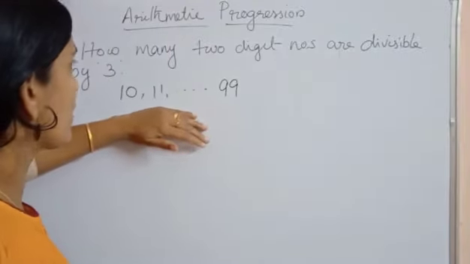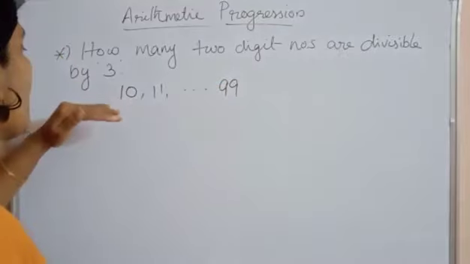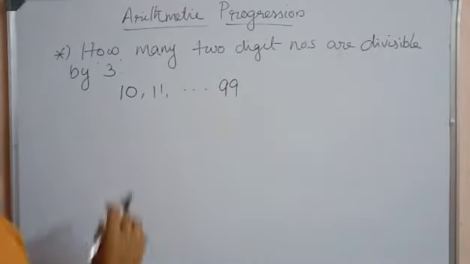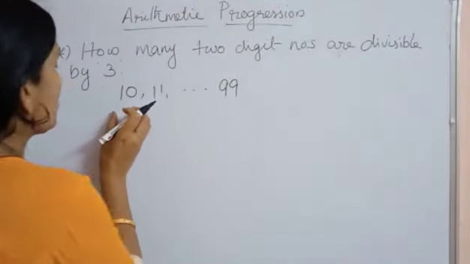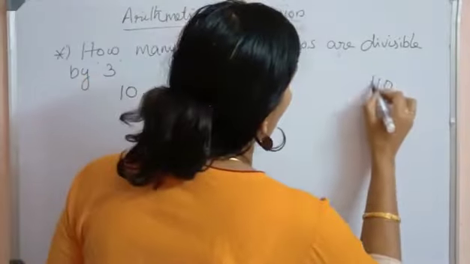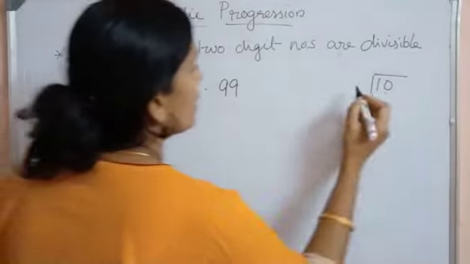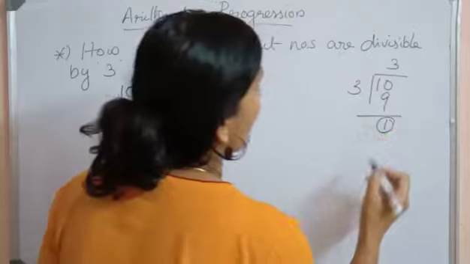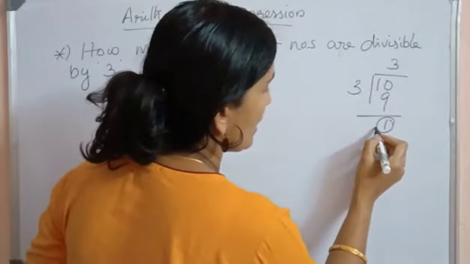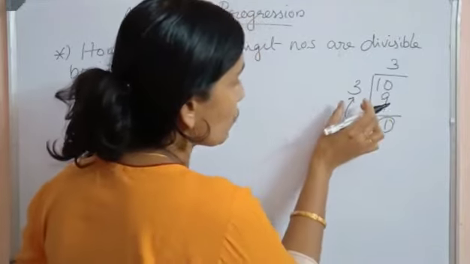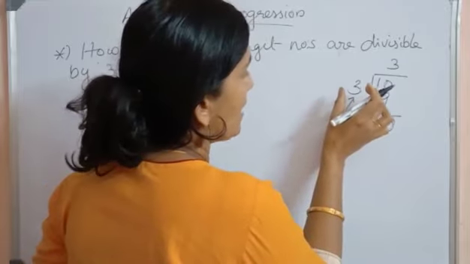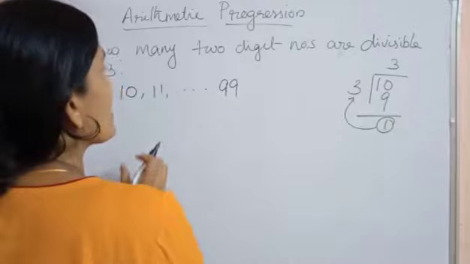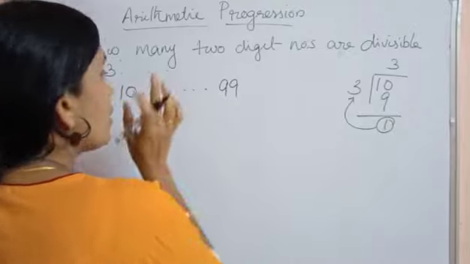Here the condition is given that these numbers should be divisible by 3. So how do we find which numbers are divisible by 3? First you have to consider the starting number, 10, divided by 3. You will get 3 threes are 9, and the remainder is 1. Now whatever remainder you get here, if you subtract it from the divisor, that should be added to the number to get the first two-digit number which is divisible by 3.